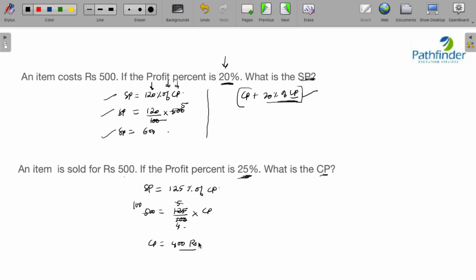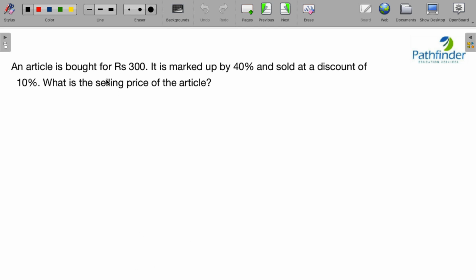But what is the crux of it all? Your ability to write this equation very fast. If you are able to write this equation fast, you will be able to solve this question in no time. Next, an article is bought for rupees 300. It is marked up by 40% and sold at a discount of 10%. What is the selling price of the article?